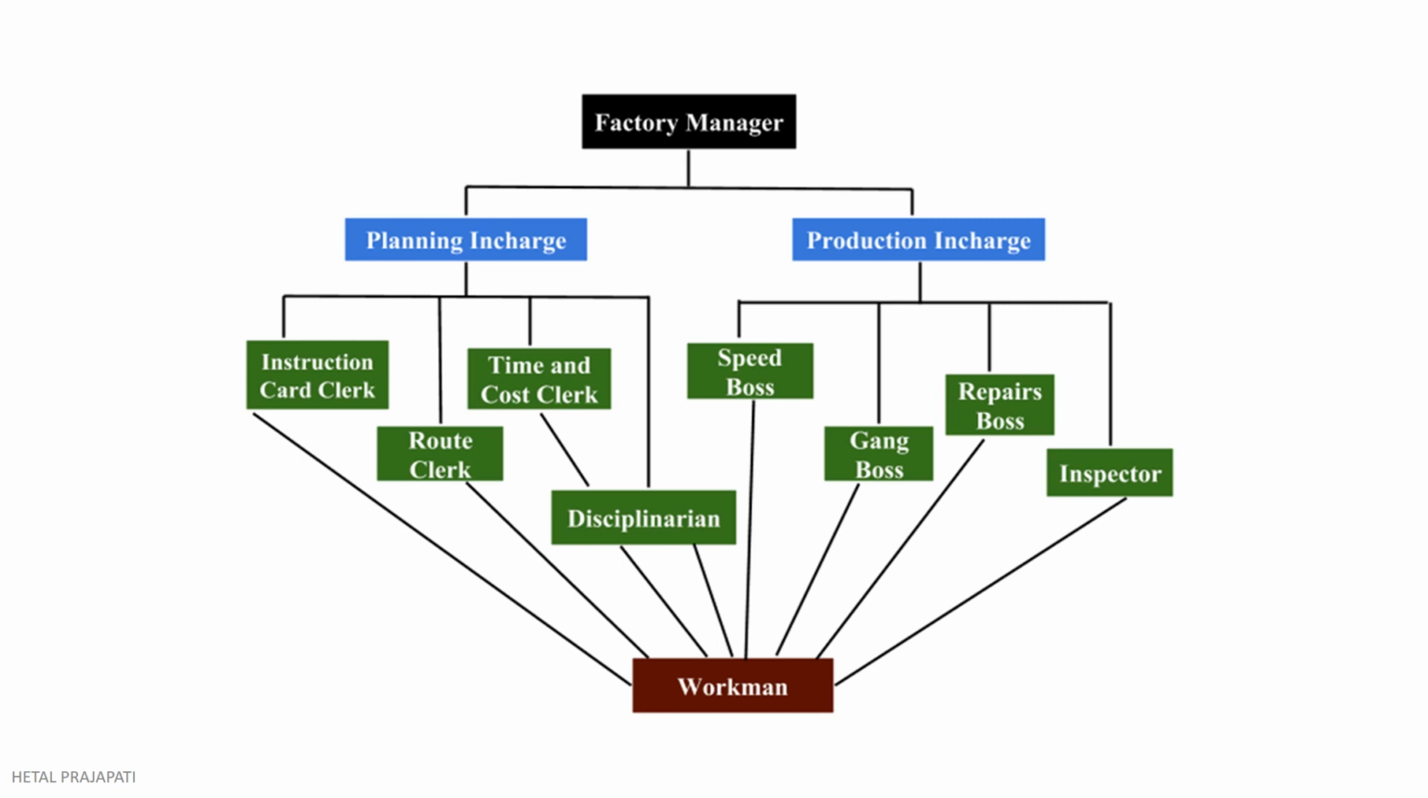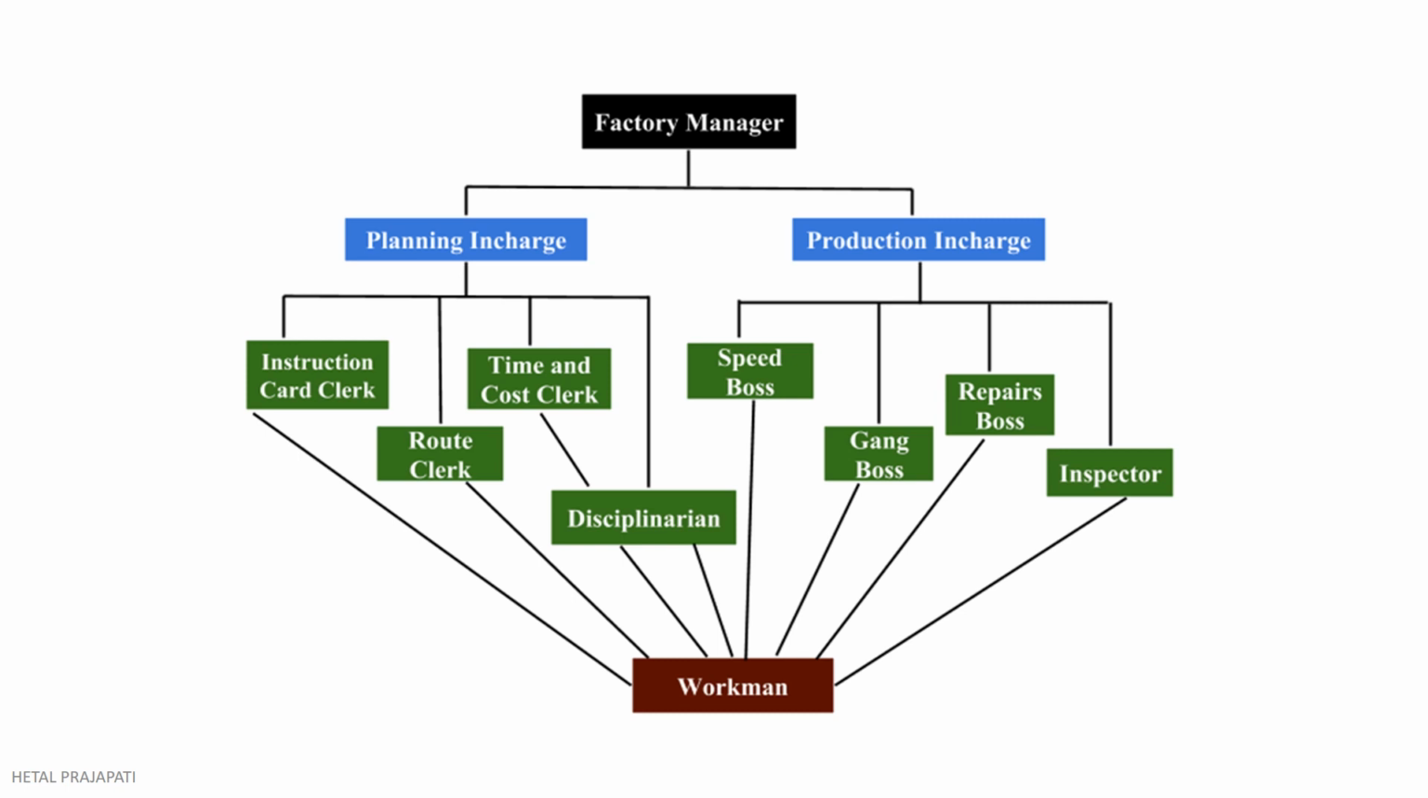The factory manager has divided work into two departments, that is, the planning department and the production department. Four experts are appointed in each and every department. Experts in the planning department will do planning work, and experts in the production department help in production work.